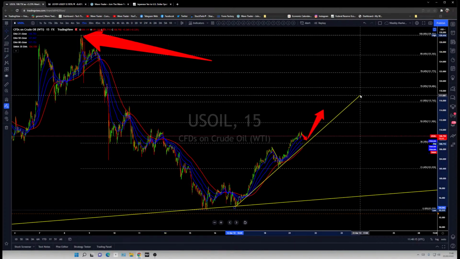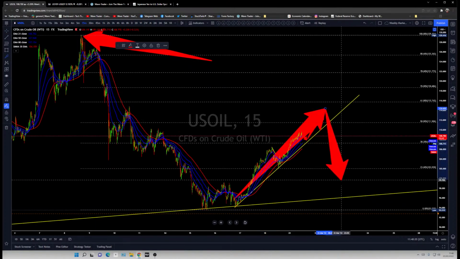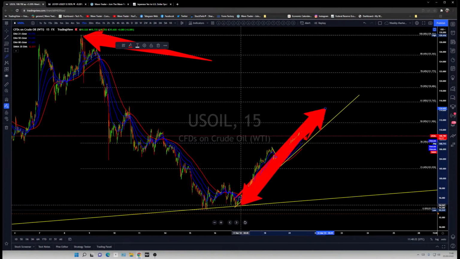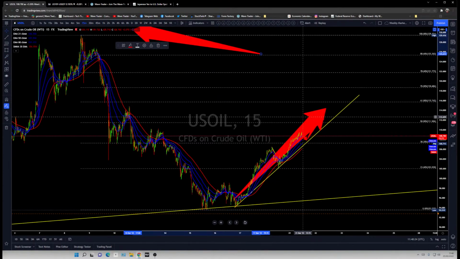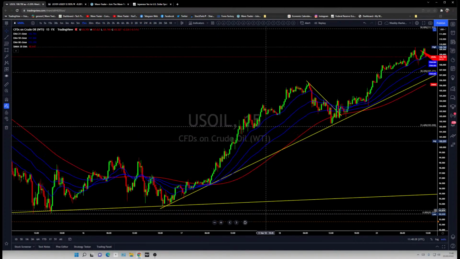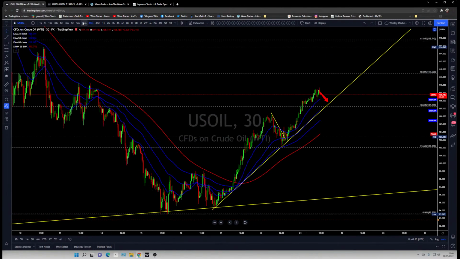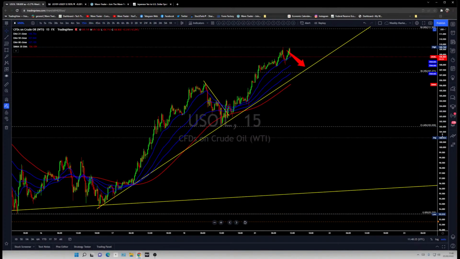Once this trend breaks out, price may fall back to this previous low. So short-term still bullish as long as price stays above those moving averages. The trend is short-term bullish. Okay, like this. Let's look at the 15-minute time frame. The trend is still bullish.